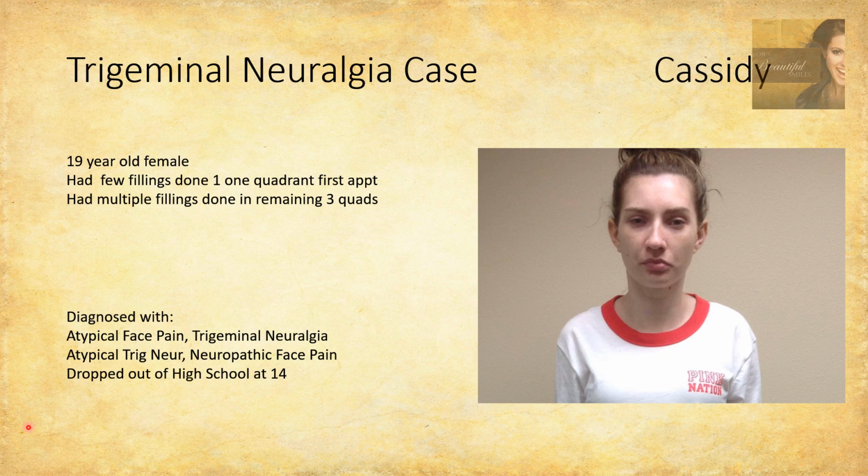And as the family goes around and tries to find a solution for her, she gets diagnosed with a number of things, which include atypical face pain, trigeminal neuralgia, atypical trigeminal neuralgia, neuropathic pain. She has to drop out of school at age 14 because the pain is so intense. And I know there's this reoccurring theme in social media where patients are being diagnosed with trigeminal neuralgia after having dental work done. That could be a crown, it can be fillings, it can be extractions. But basically the bite is not being managed.